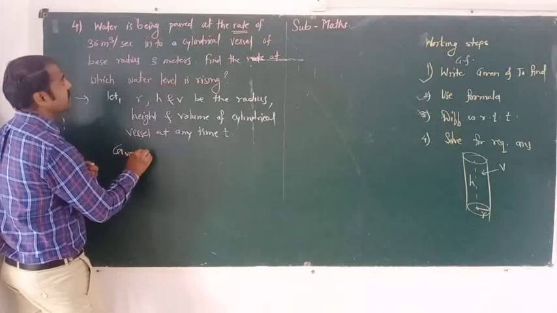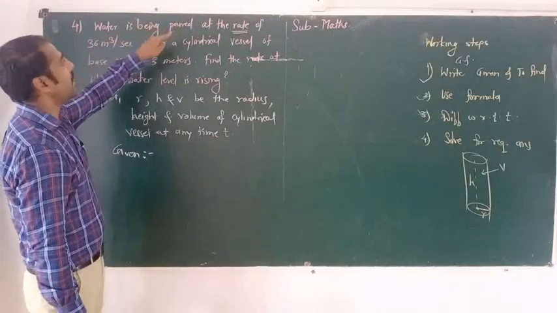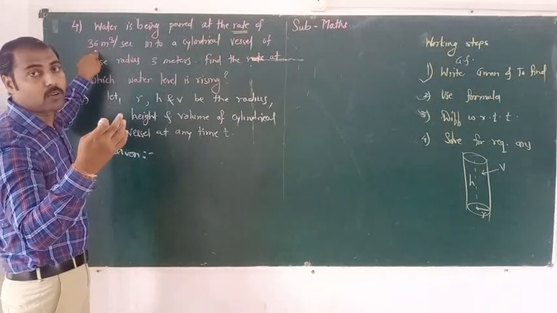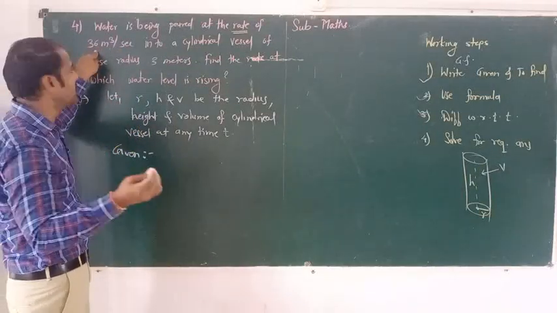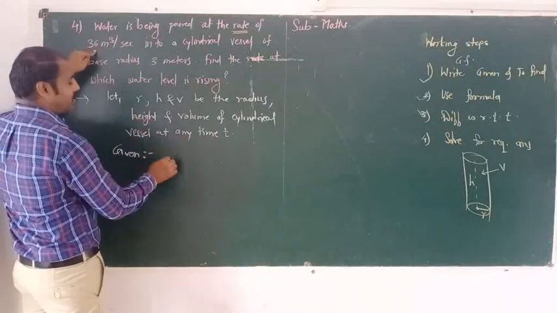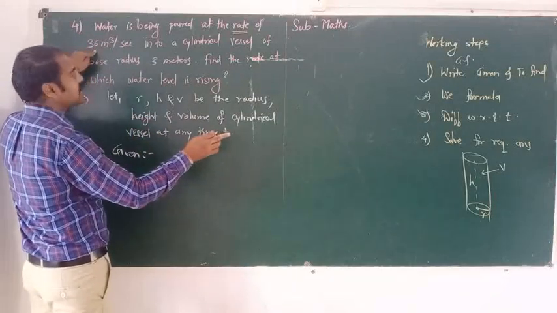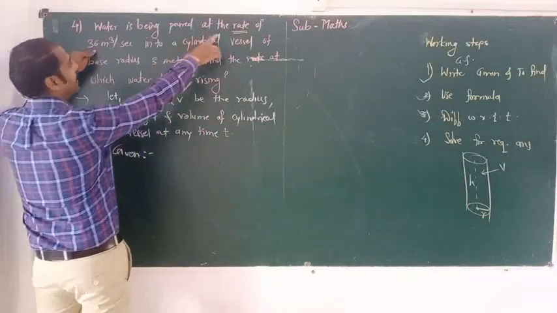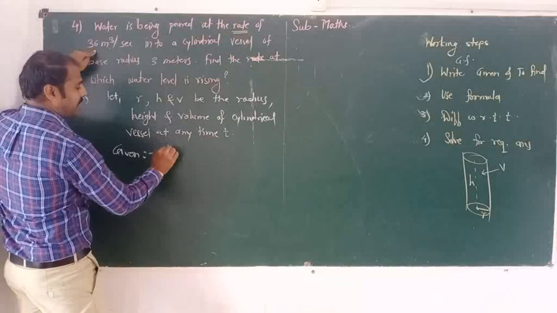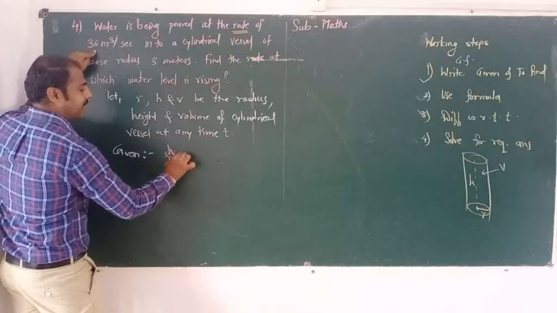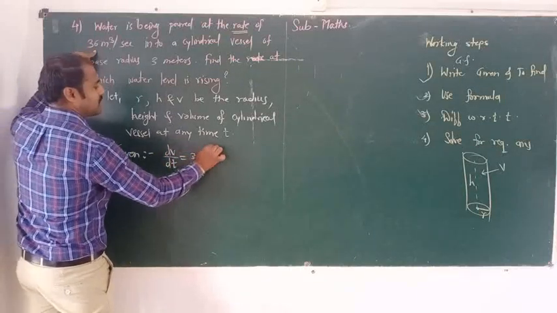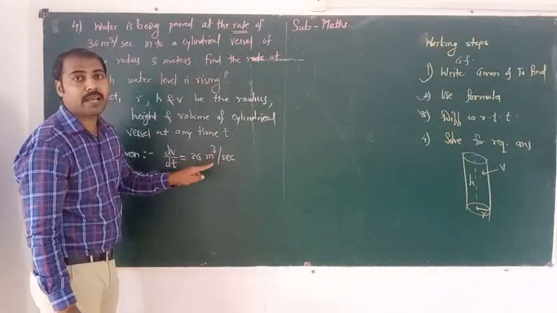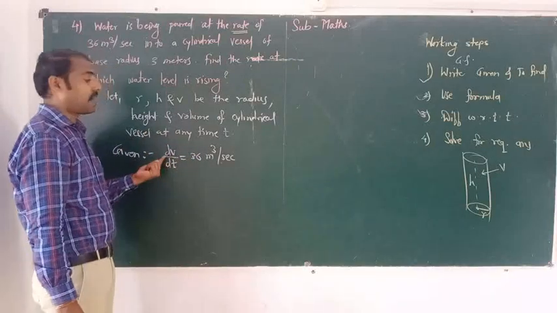Given: what is given here, water is being poured at the rate of 36 meter cube. Meter cube, cubic unit is the unit of volume. So it is given that if V is the volume of the cylinder, then the rate of change of volume is dV by dt, and dV by dt is equal to 36 meter cube per second.